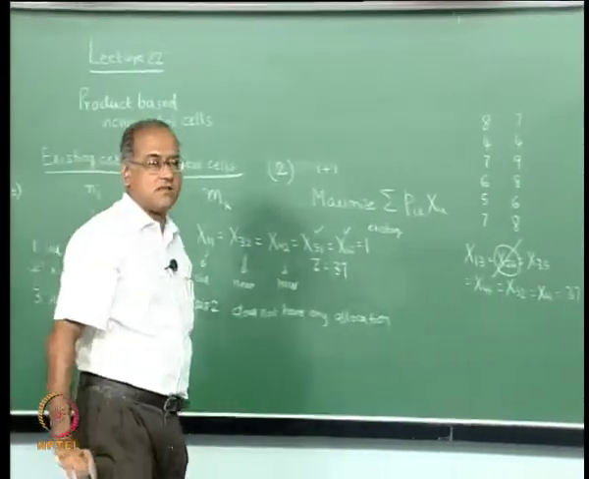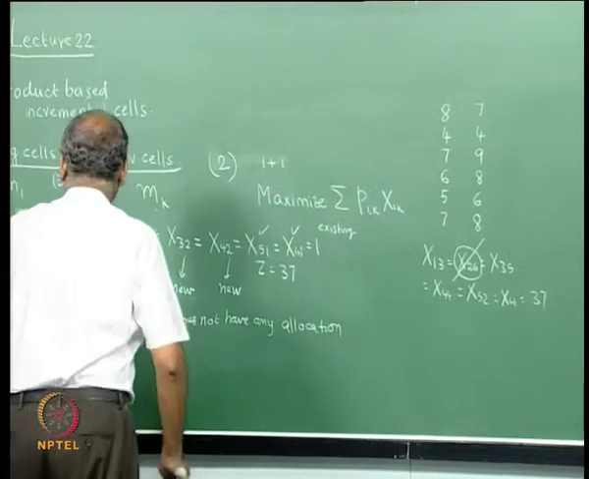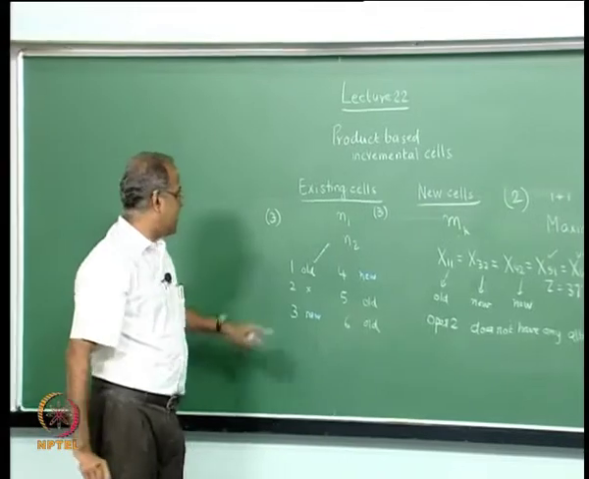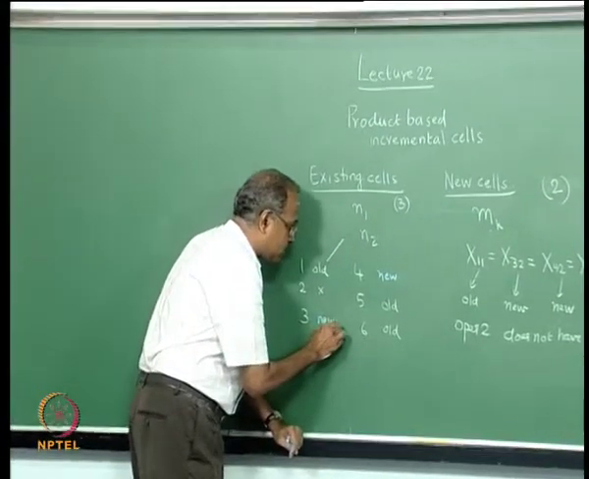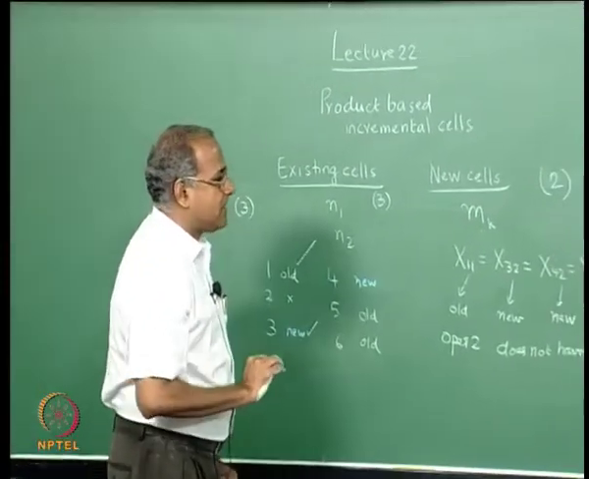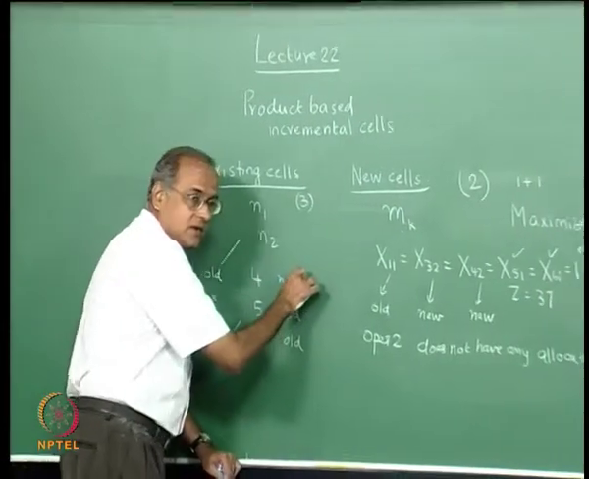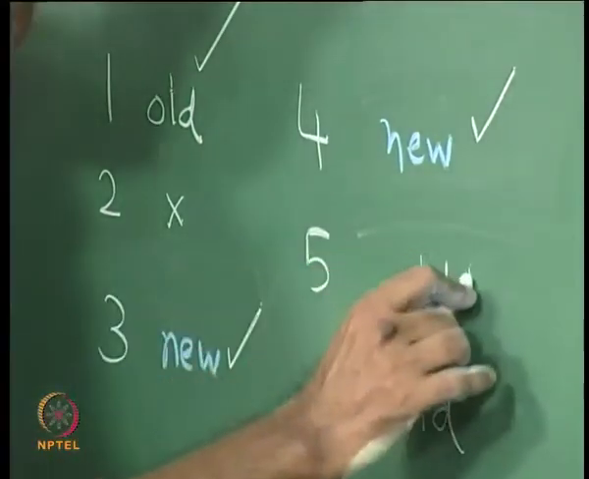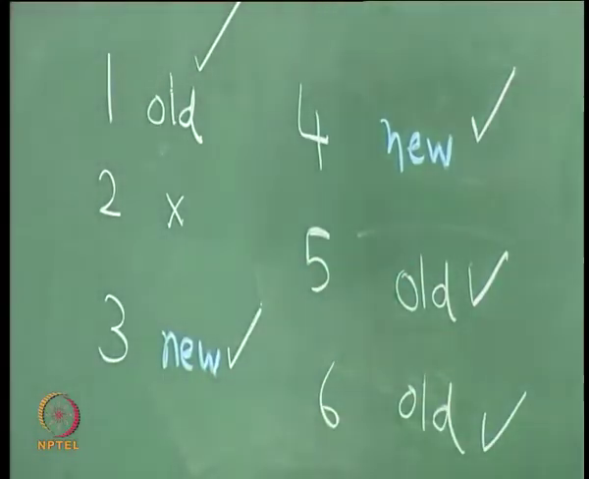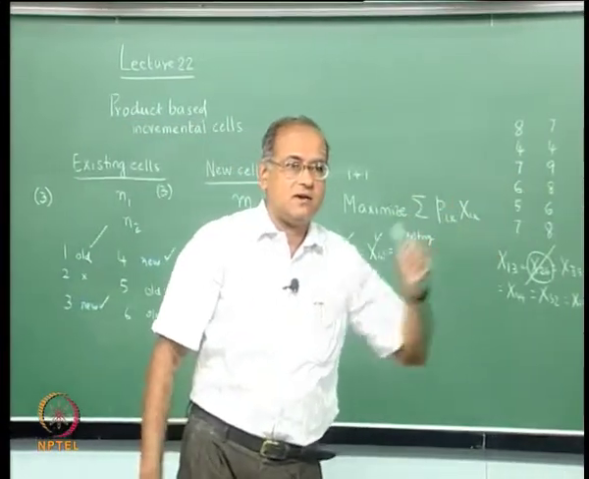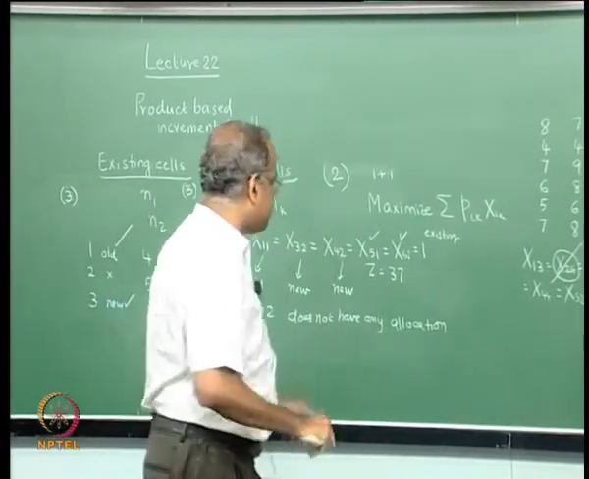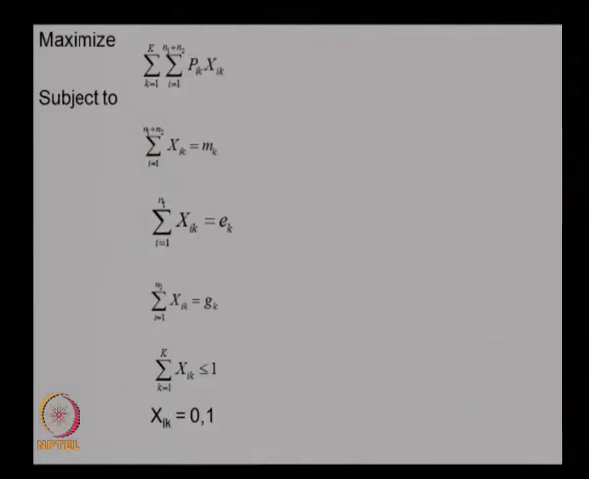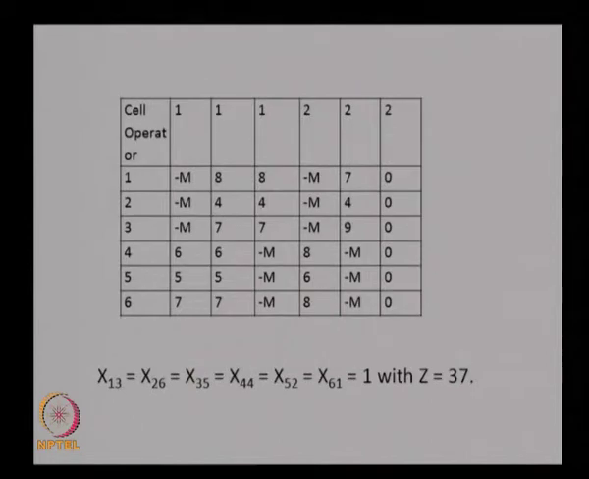Now, we look at the rest of them, x 1, 3. So, operator 1 goes to the old one. X 3, 5, operator 3 goes to the new one. X 4, 4, operator 4 goes to the new one. X 5, 2 and X 6, 1, they go back to the old ones. So, the same solution is given by the assignment model. So, this particular integer programming problem that we solved here can be modeled as the assignment problem.